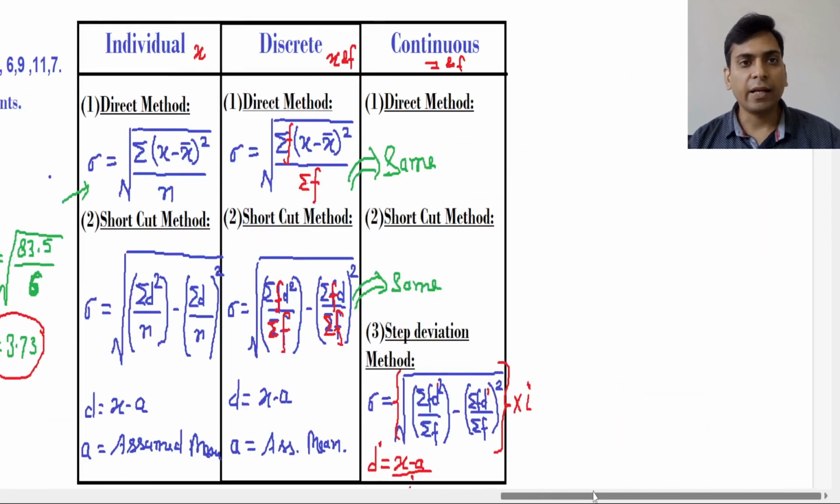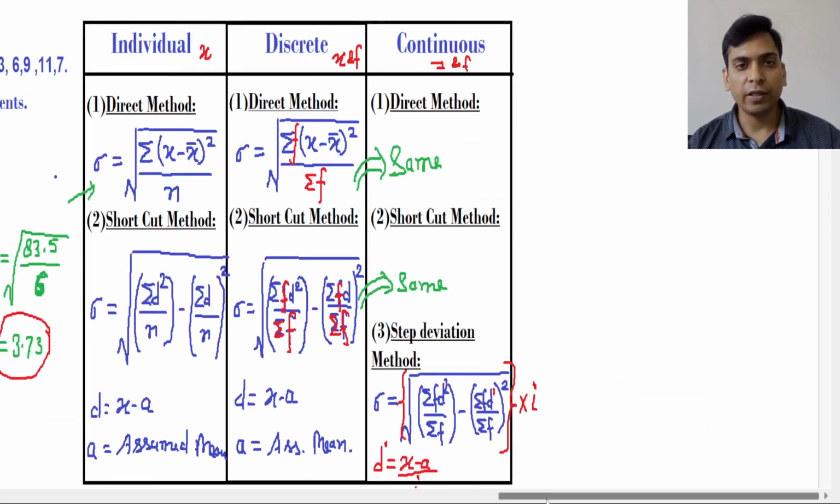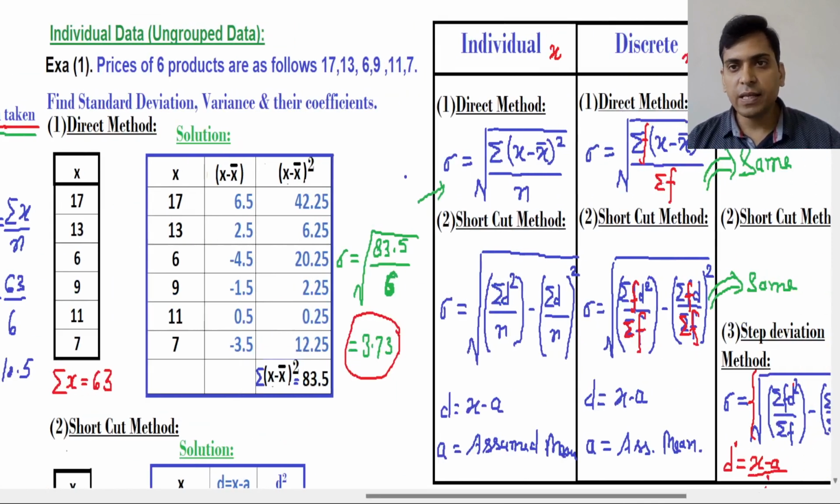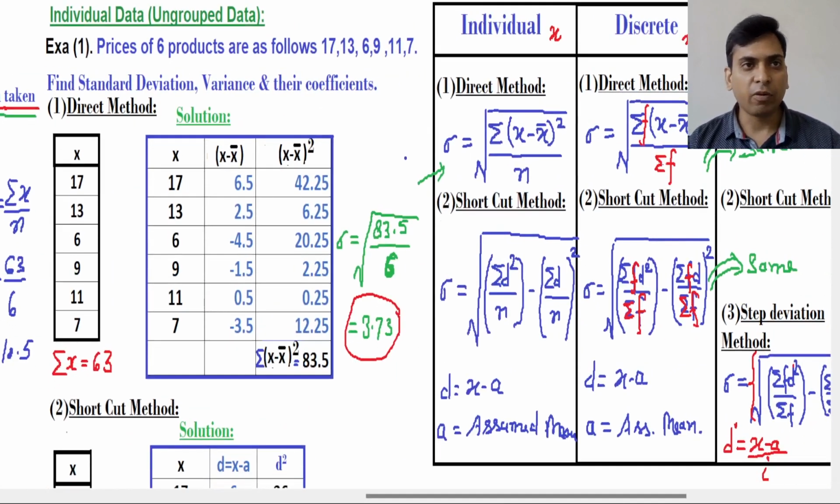So we have three categories of formulae: for individual, discrete and continuous. For individual, direct and shortcut method. For discrete, again direct and shortcut method. And we have these two formulae. So now we will see the calculation for discrete type of data, and I am copying these formulae. First is the direct method and second is the shortcut method.